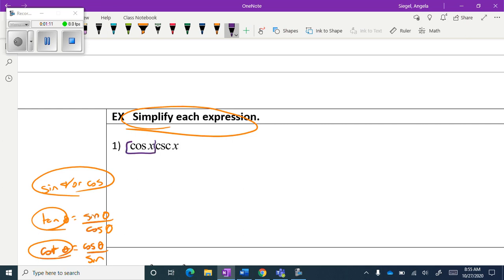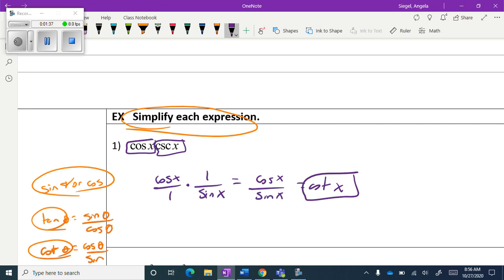So I'm taking this and I'm multiplying it times this. So I'm going to keep that cosine just as is. I'm going to put it maybe over 1 if I need to. And cosecant is 1 over sine of x. So when I multiply these together, I get cosine of x over sine of x. Cosine over sine is cotangent, and so my answer is cotangent of x. So that's how these are going to work. Let me do another one with you, and then I might turn you loose on a few.